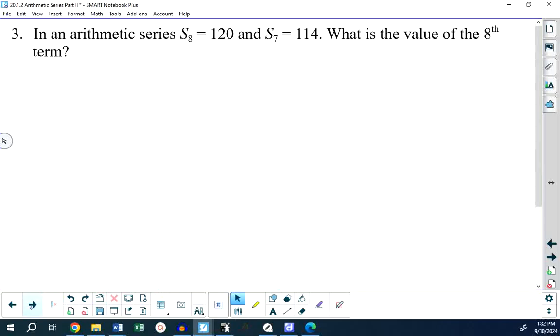Number 3, we have an arithmetic series. And by the way, the answer to this question is going to be what it is, regardless of whether it's arithmetic or geometric or anything else. Okay? The sum S8 is 120, and S7 is 114. The question is this. What is the 8th term?